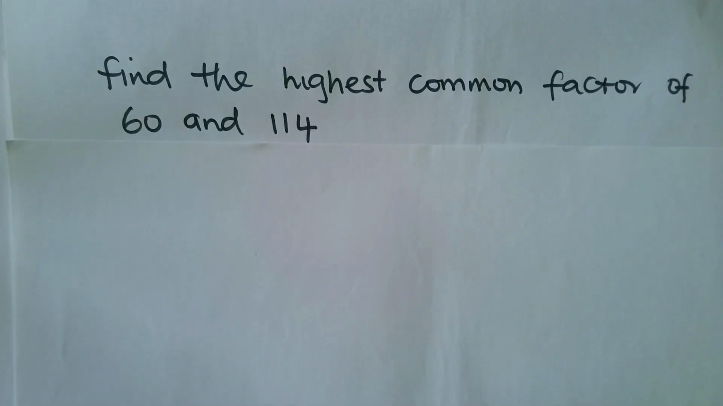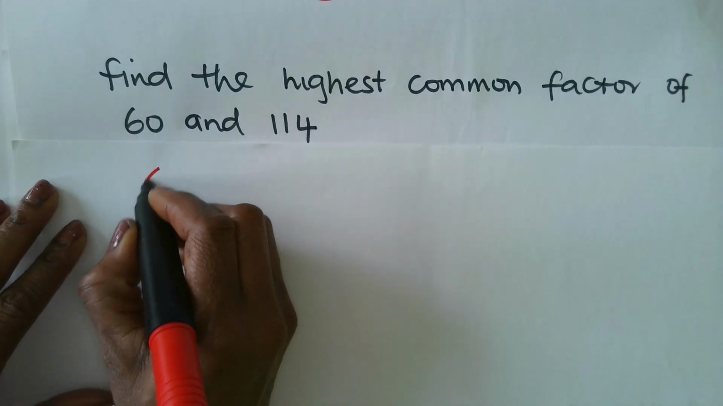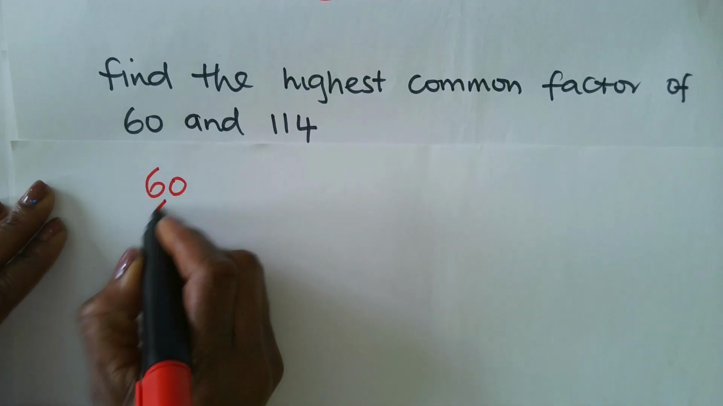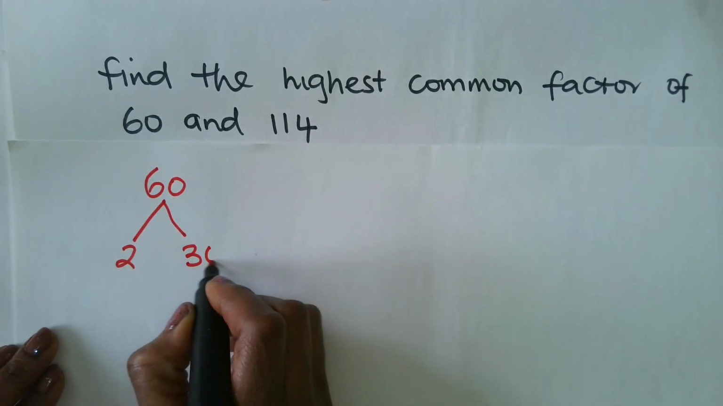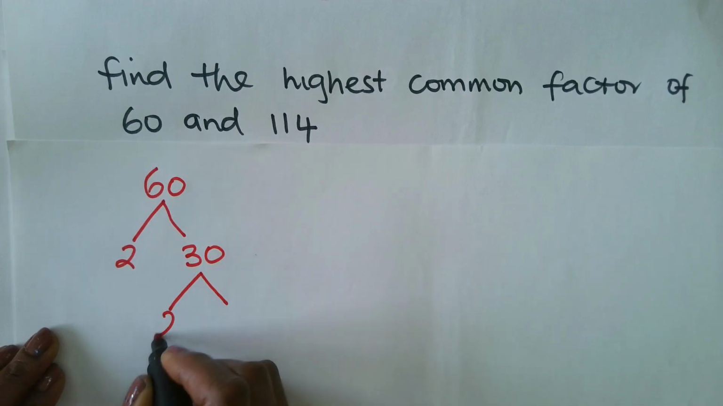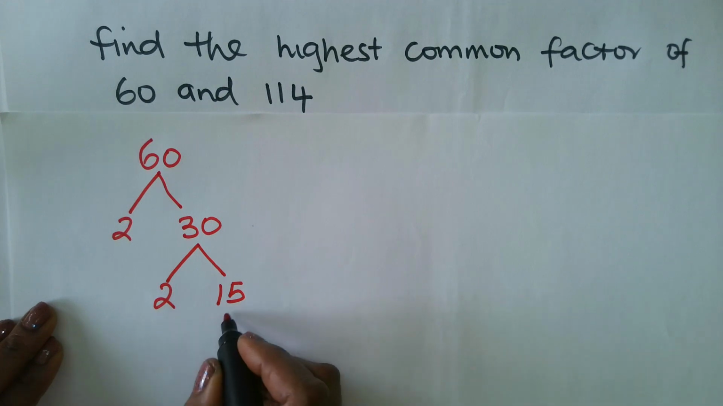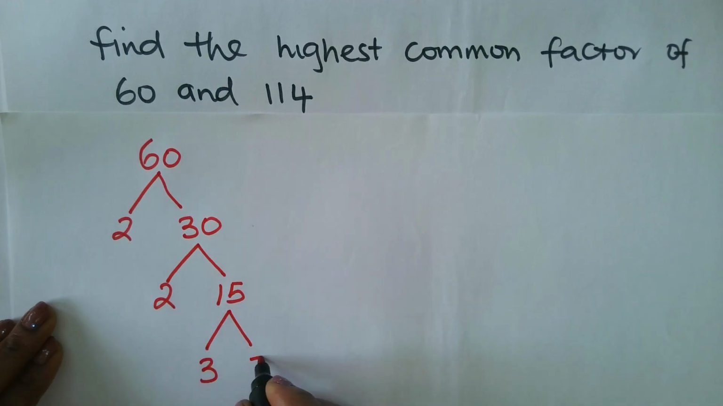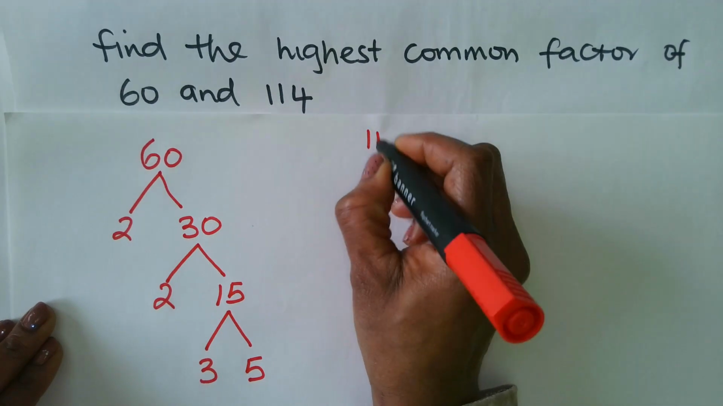Now we're going to look at this question. Find the highest common factor of 60 and 114. First, we're going to start with 60. So we're going to do the factor tree for 60. So we've got 2 and 30, 2 and 15, 3 and 5.